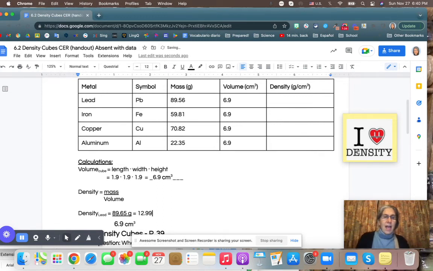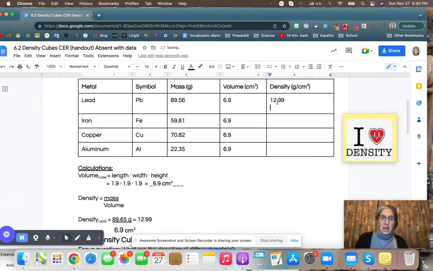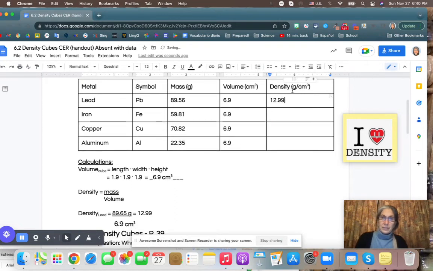Okay. And then how do I know what my units are? Well, in the numerator, the top part, it's grams over centimeters cubed. So I actually get these weird units, grams per centimeter cubed. So this was the density for lead. So I'm going to take the density for lead and stick it up there. I'm going to put my units.